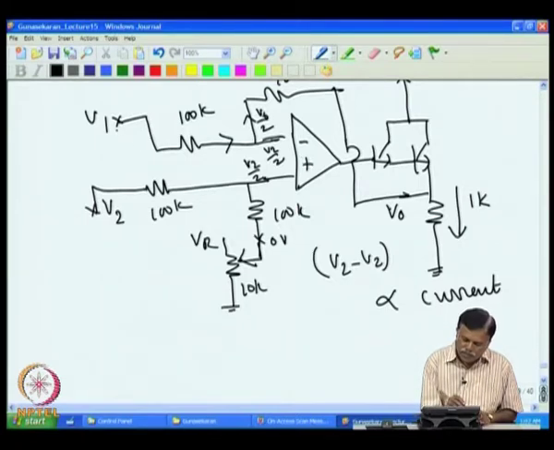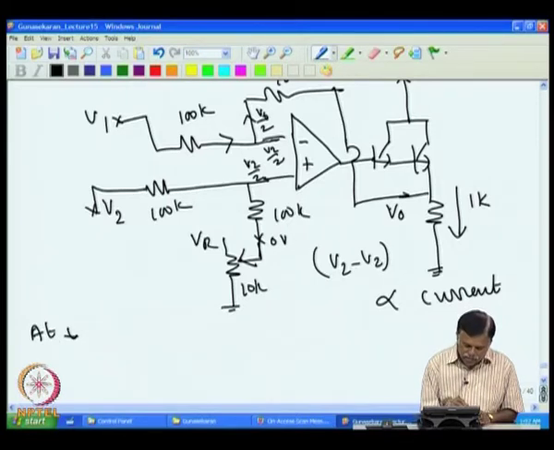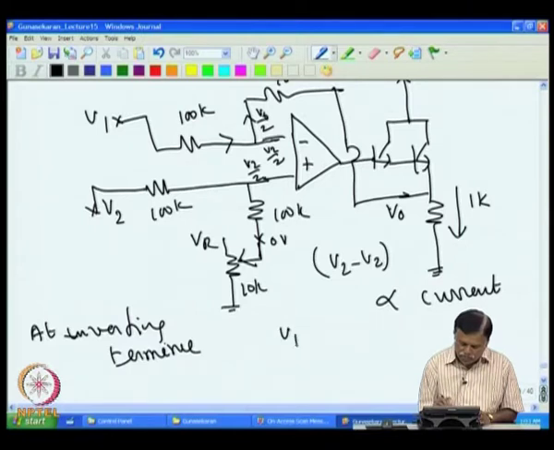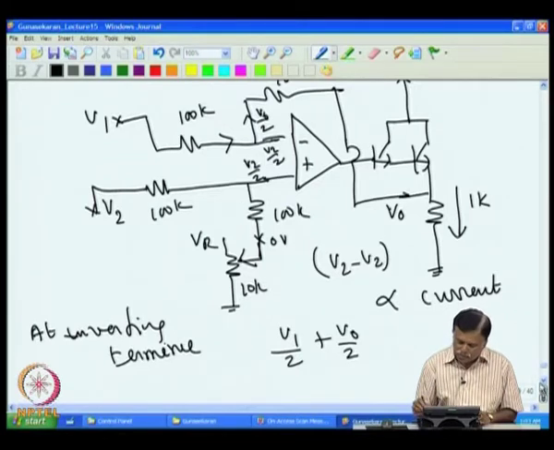Similarly V1 is there; assuming this resistance is very small, V1 also will apply a voltage at this point, again half. So the voltage at this point is V1 by 2 and V0 by 2. So at the inverting terminal, the voltage equation is V1 by 2 plus V0 by 2, and that is supposed to be equal to the voltage at the plus terminal.